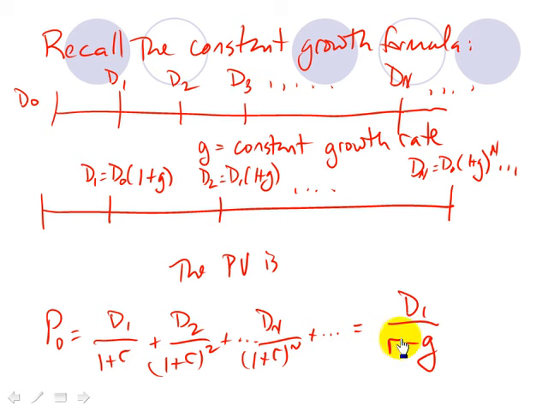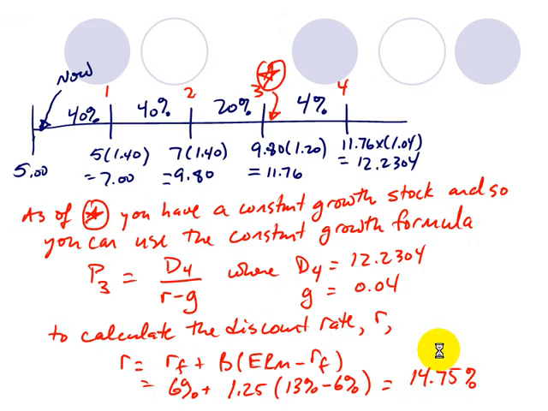So P0 is D1 over R minus G. Now, our problem doesn't look exactly like that because we've got extra pieces to it, but I wanted to remind you about the constant growth formula first because we'll need it. Now, our particular problem looks a little bit different.